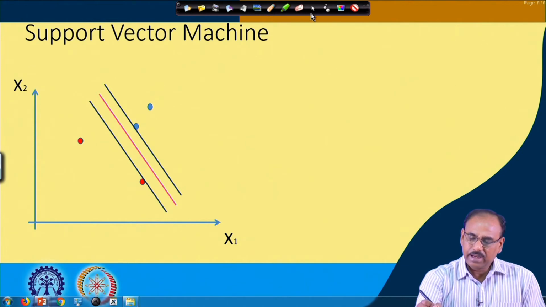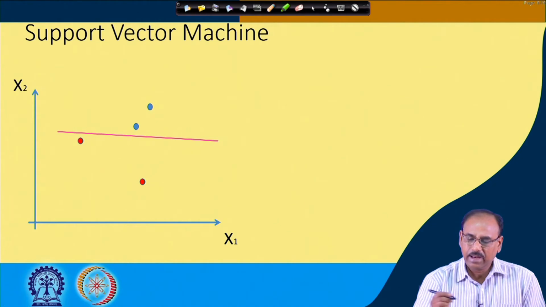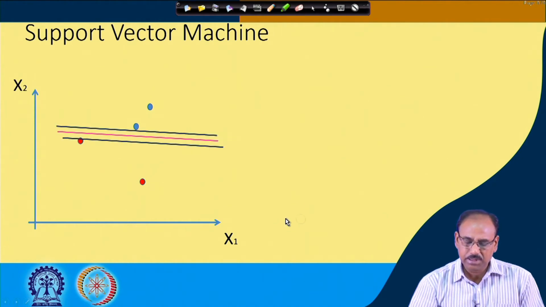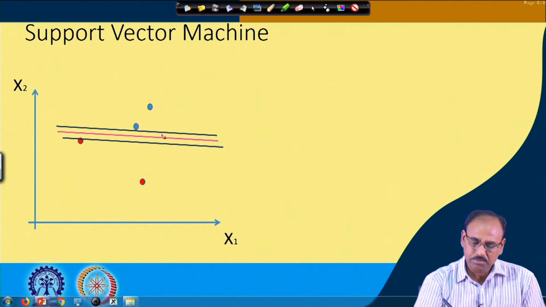Similarly, if I take another separating plane, say this one, here again you find that the margin is given by this much.